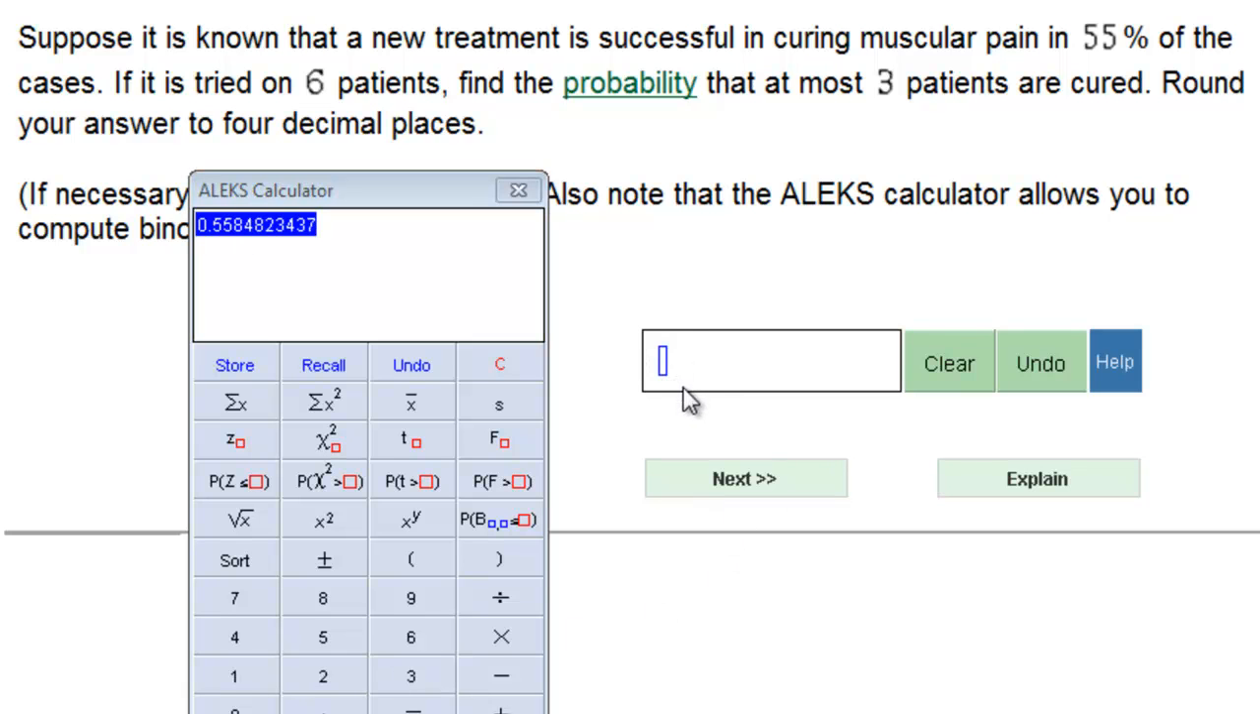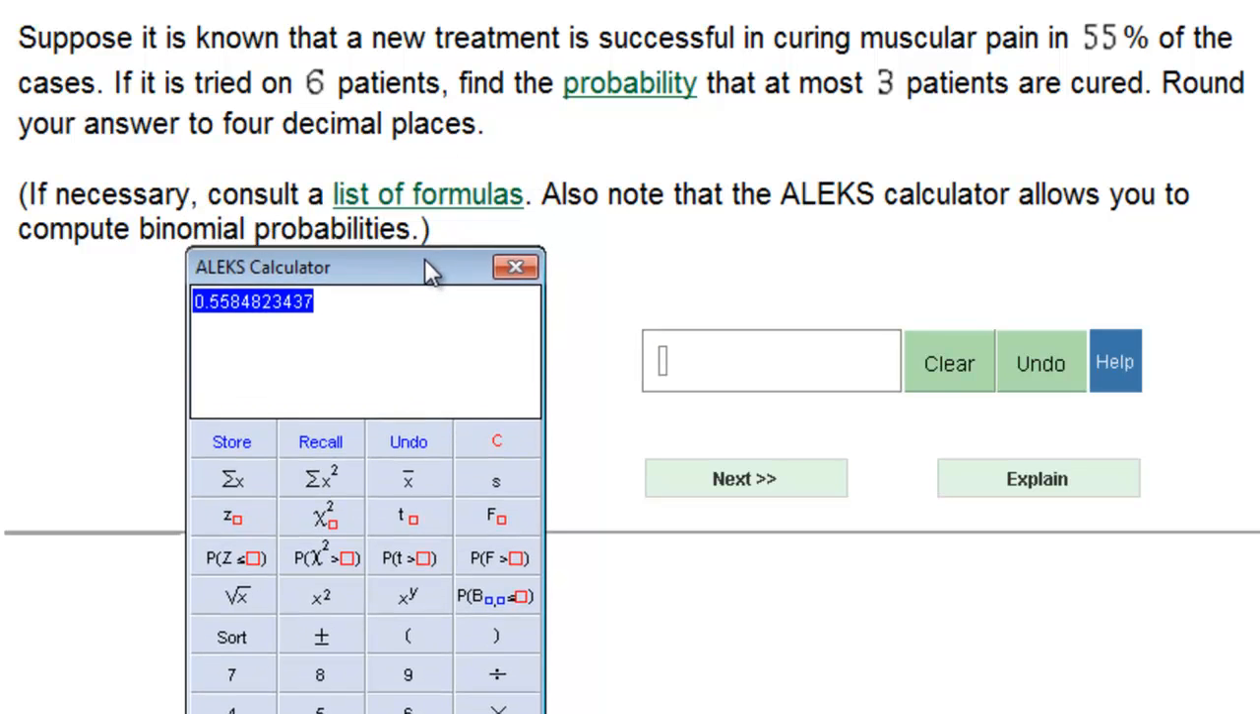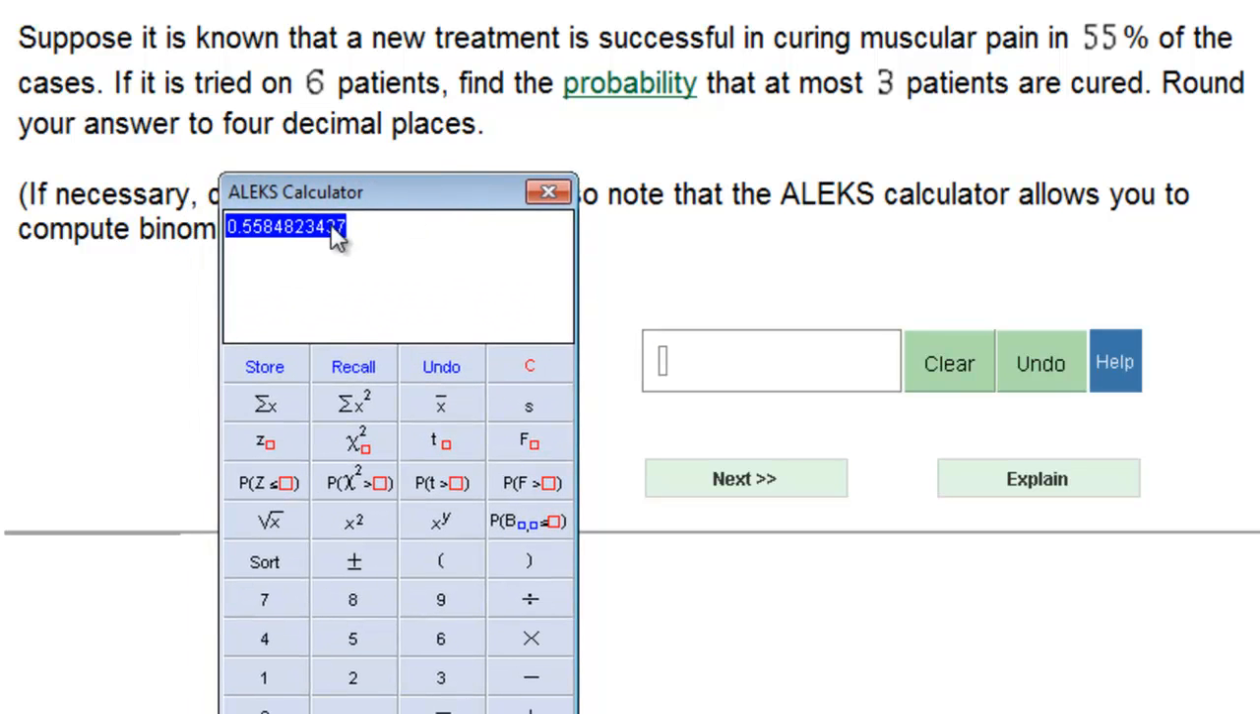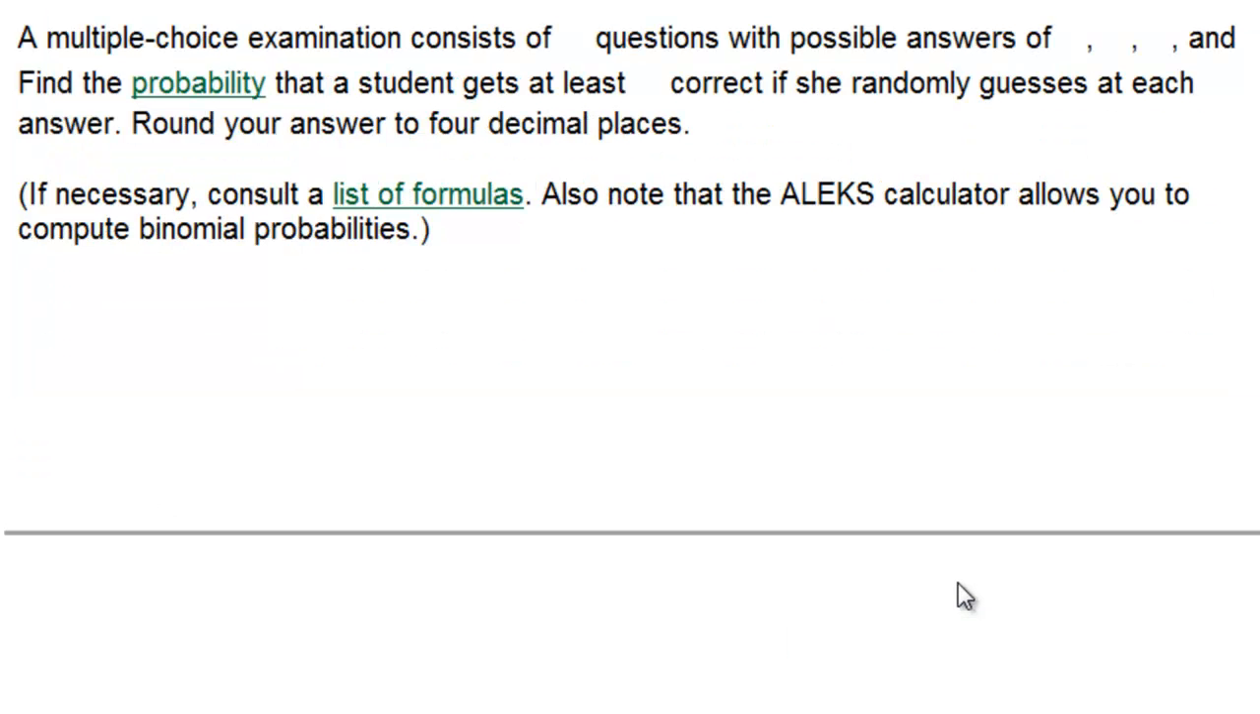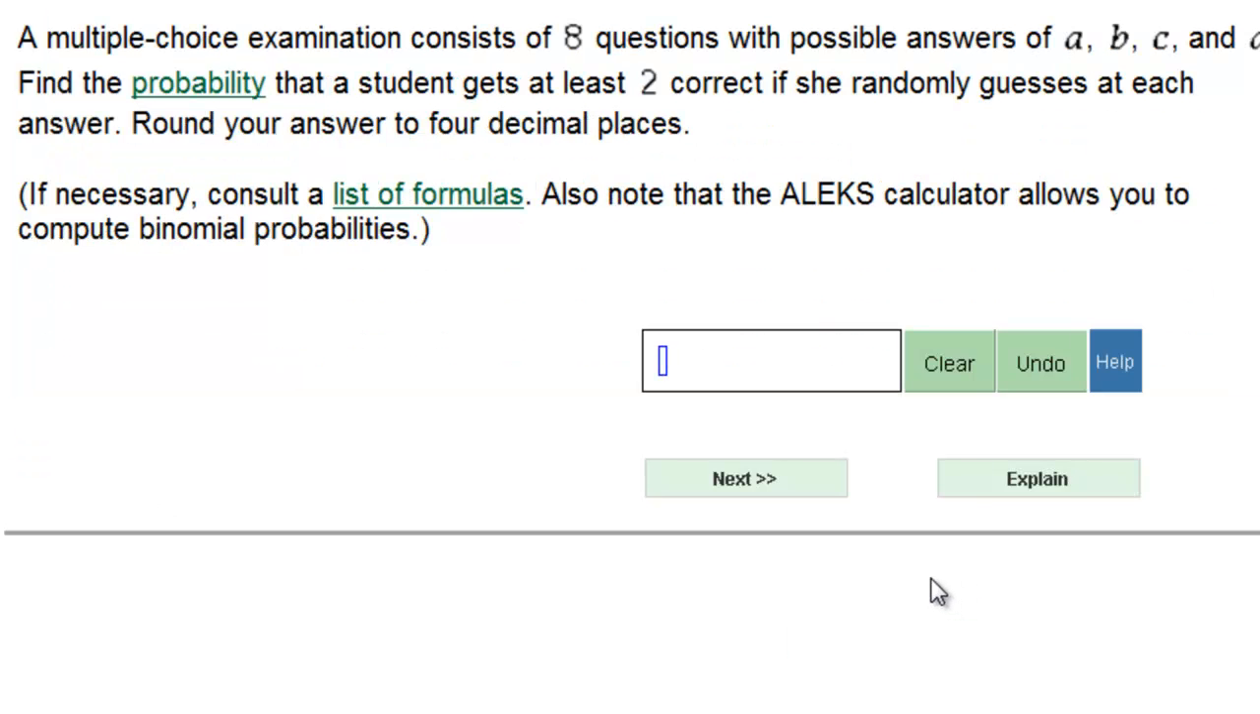And our answer is 0.55848. And they want us to do it to 4 decimal places, so we're going to look at that 4, and then the number after that is an 8, so it's going to be 0.5585 is our answer. And I'm going to hit next. Okay, now I'm going to do another one here.